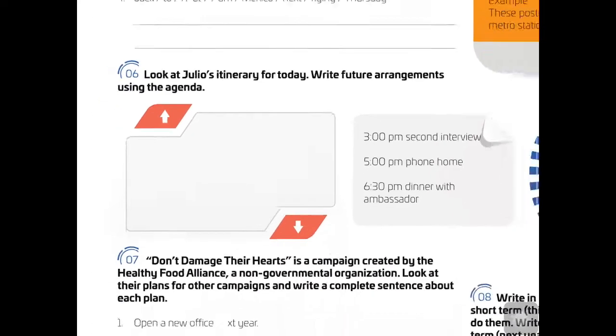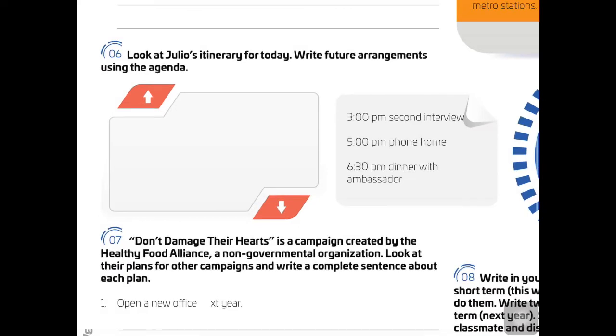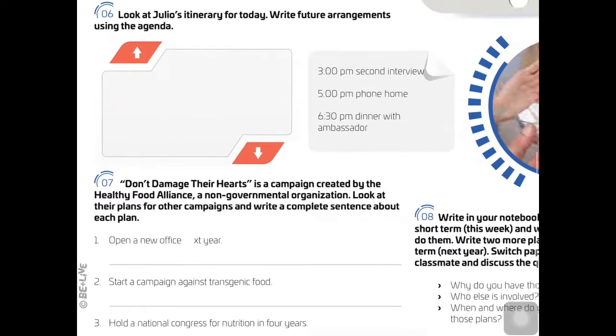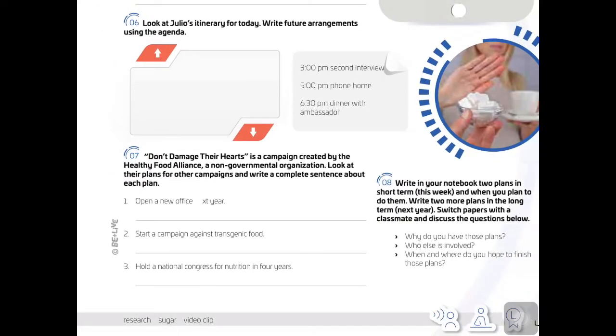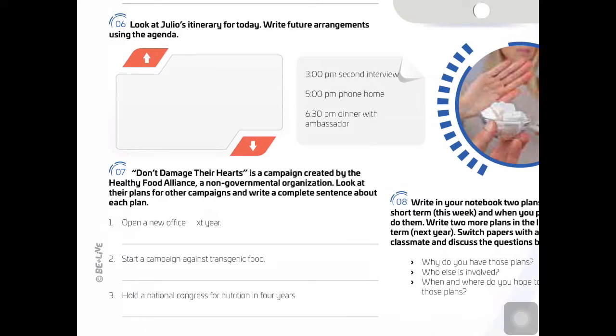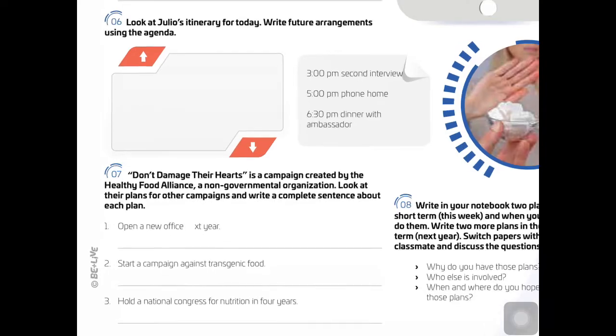Okay, exercise 6. Look at Julio's itinerary for today and write future arrangements using the agenda. This is an agenda, okay? Not the book that you use at school, that's a planner. The agenda is what you have to do, okay, in the future arrangements. Some people make the confusion out of these two words, okay?